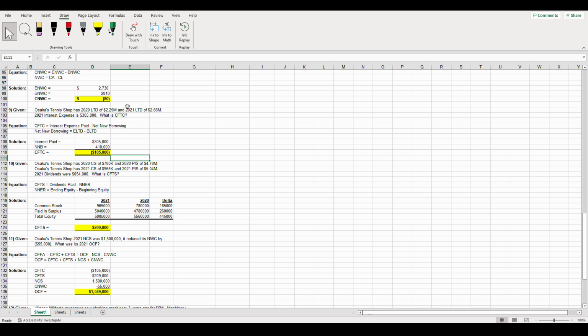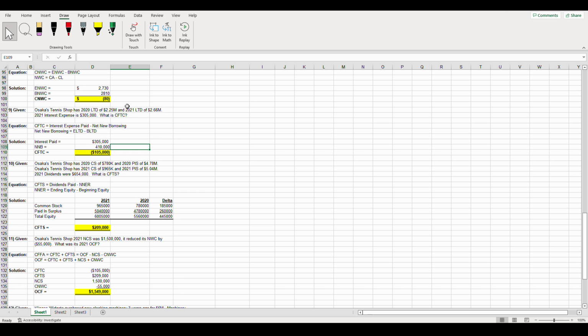Well, it comes off the balance sheet, because I've never seen the word borrowing on any financial statement that I can recall. But I know that long-term debt is basically borrowing. So ending long-term debt minus beginning long-term debt. And I have seen long-term debt on the balance sheet, so it's very easy to calculate.